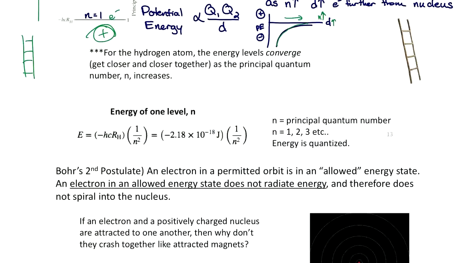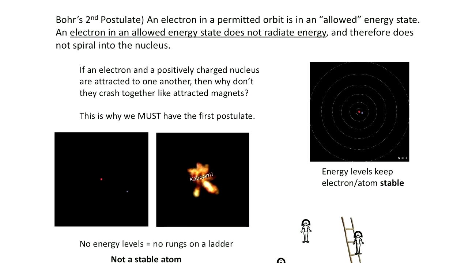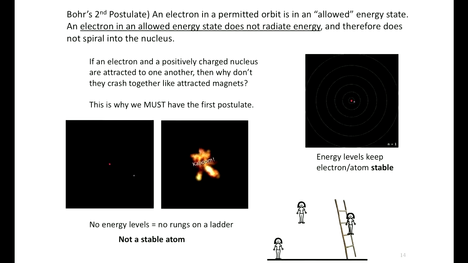Okay, so, all right, postulate 2. Postulate 2 just says why we need energy levels. If you think about it, an electron and a proton are attracted towards one another, right? So if you just let an electron and a proton hang out, won't they just come crashing into one another? Wouldn't you think that's what would happen? If you had a positive and a negative magnet, they're just going to come crashing into one another, unless you put something there to stop it, like an energy level.